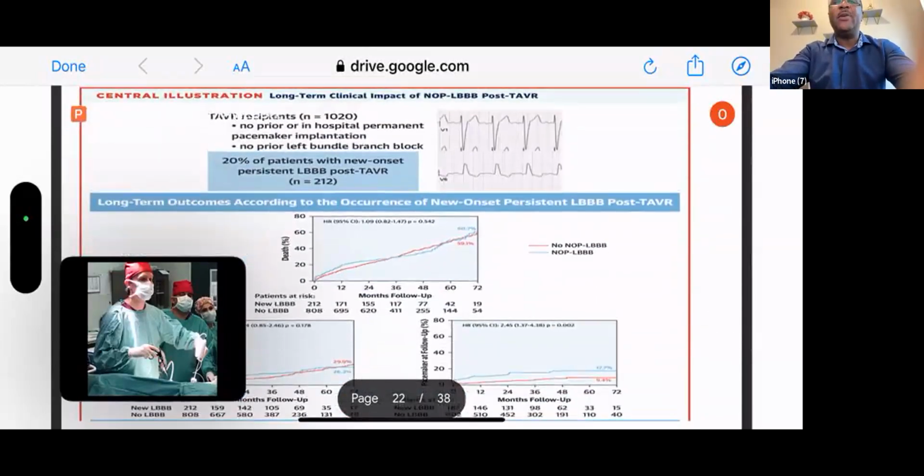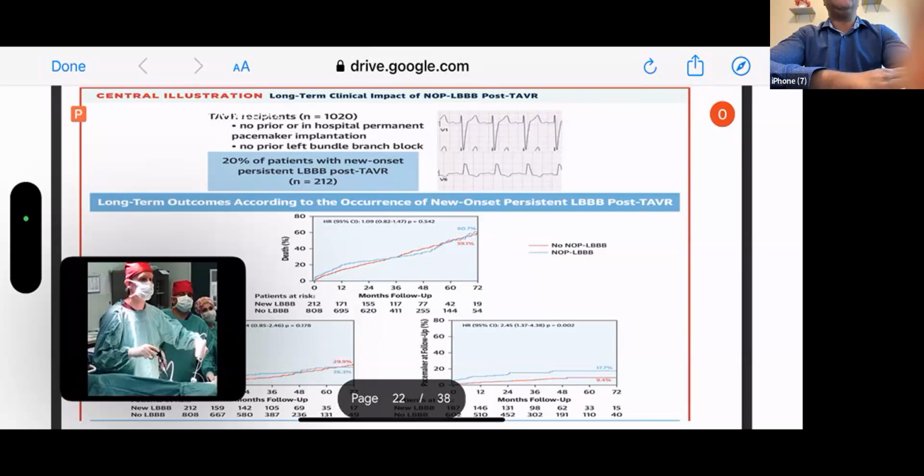Then came another study that kind of threw everything in the wind and let us know that probably left bundle branch block is not that bad in some of these patients. So these patients' total population was about 1,020 patients, and they did not have any prior permanent pacemaker placement, or any in-hospital permanent pacemaker placement before they were even discharged. And they did not have a prior left bundle branch block. So these are patients who developed new onset left bundle branch block after TAVR. And there were about 20% of patients with that, about 212 patients.